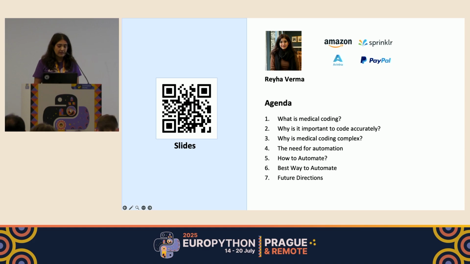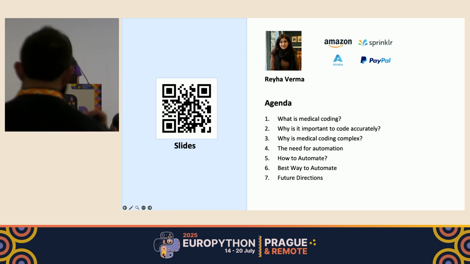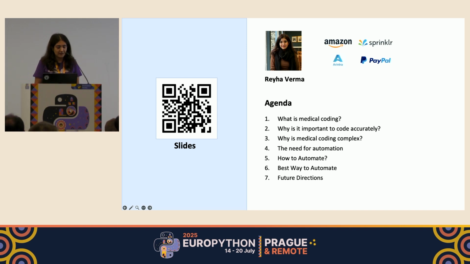So the agenda of this talk is that I'll start by introducing what medical coding is, just to set some context, and tell you why it is important to code accurately, and also touch base on why manual medical coding is complex, and why there is a need for automation in the first place. Having said that, I also want to walk you through the approaches to automate medical coding, and also maybe tell you if there is a best way to automate medical coding or not, and additionally discuss the future directions of this work.